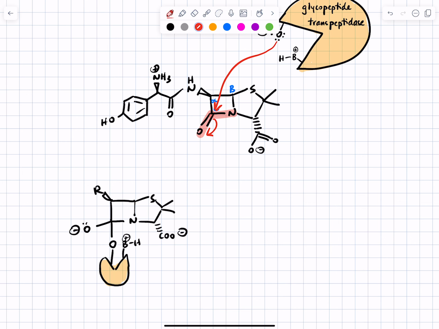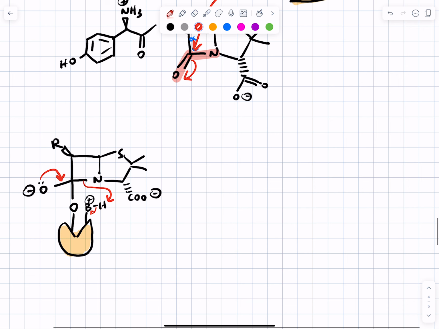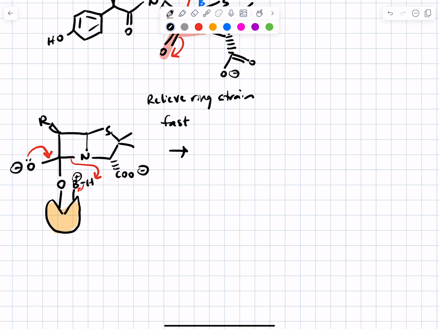Now the negatively charged oxygen is going to kick down. The nitrogen's going to leave. As it's leaving, it's going to pick up that proton from the enzyme. And remember, this is going to be fast because it is going to relieve ring strain. And you're going to see when I draw the product, it's now no longer cyclic. At least it no longer has that four-membered ring. So here's the ester.